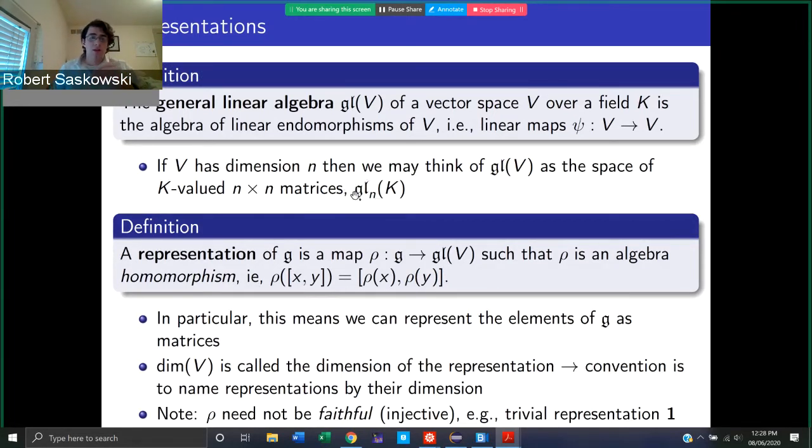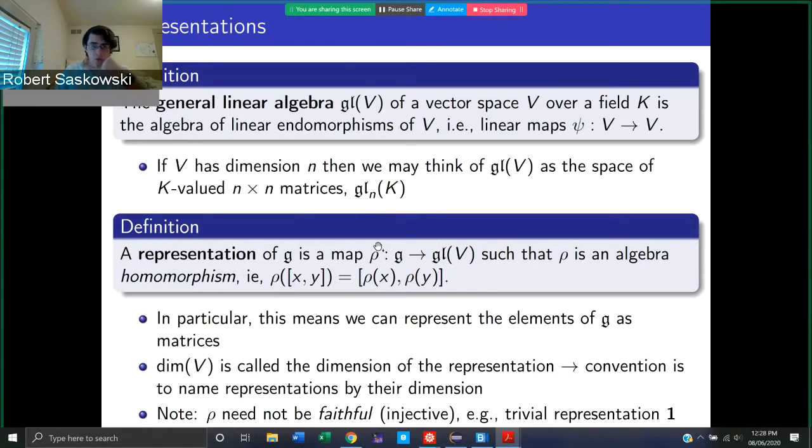So really what this is saying is that the general linear algebra for a finite dimensional vector space is just n by n k-valued matrices which take a vector in V to another vector in V. Now, a representation of an algebra is some map that takes the algebra to the general linear algebra of some vector space, such that it's an algebra homomorphism. And that just means that we preserve the structure of the algebra.